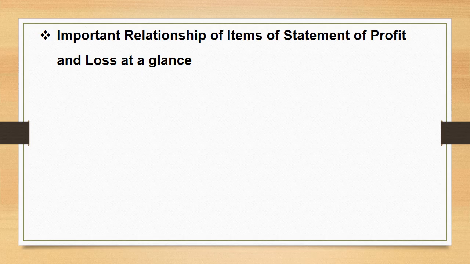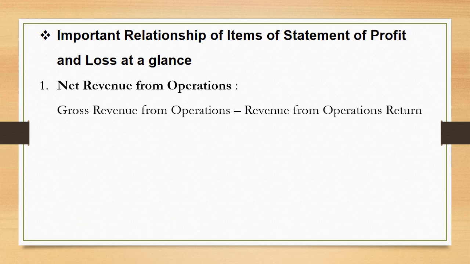Next, let us go through some important relationships of items of the statement of P&L. Net revenue from operations. All these items will be very useful to you while solving the sums of the chapter ratio analysis. Net revenue from operations means whatever the revenue from operations is, from there you need to deduct the revenue from operations returned. Or in simple words, sales minus sales returned is net sales. In the same way, net revenue from operations is equal to gross revenue from operations minus revenue from operations returned.